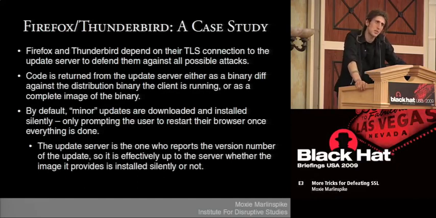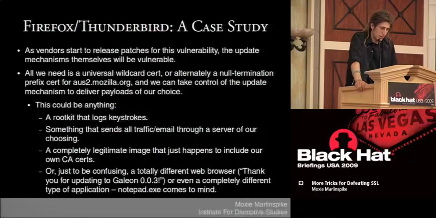And for major version updates, it will tell you, hey, there's a major version, do you want to install or whatever, you know? But the thing is that the update server is the thing that reports the version number, right? So the update server is the thing that essentially decides whether code is installed silently or not. And as attackers, we can become the update server. So this is a problem, right?